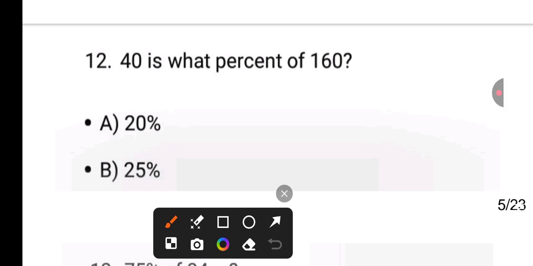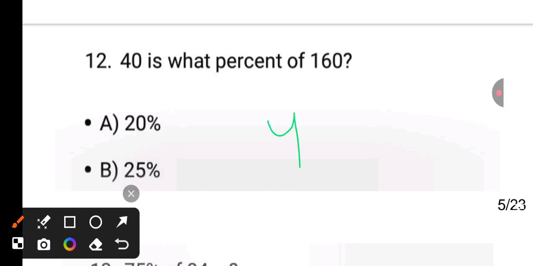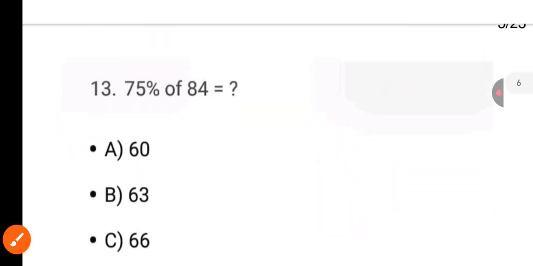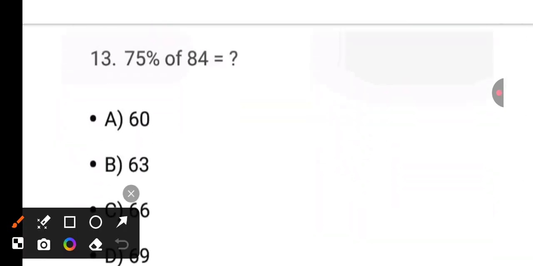Next, 40 is what percent of 160? 40 by 160 into 100. Again it is 100 by 4. That is 25%. Next, 75% of 84.